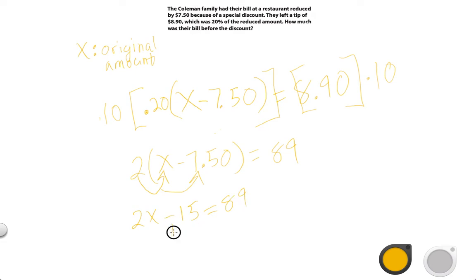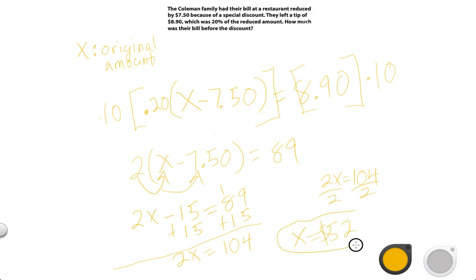We're now going to add 15 to both sides because we don't want the 15 on the same side as the x. And that's going to give me 2x is equal to, that gives me a 4, carry my 1, 104. So if 2x equals 104, and I now divide both sides by 2, then the cost of the original meal was $52. And that's how you do that.